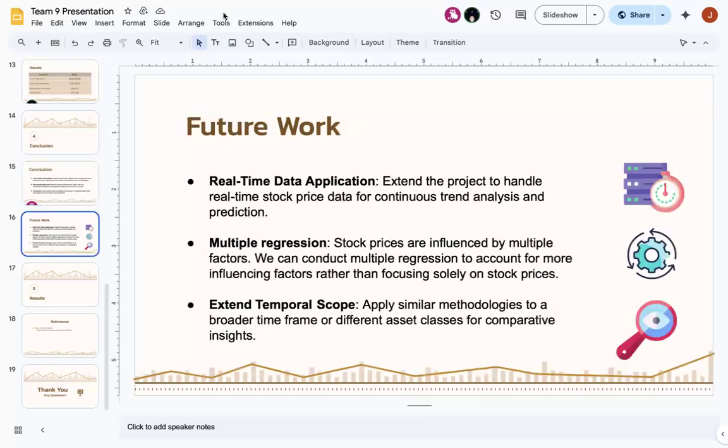For the future, we believe that it's essential to study more real-time stock data. The current data is based on past trends. Moreover, we are focusing on the weekly data, which results in the loss of many volatility characteristics in the data. The second thing is we have only performed regression on the stock price. However, stock prices are influenced by multiple factors. Thus, we can consider conducting multiple regression to account for more influencing factors rather than focusing solely on the previous stock price analysis.